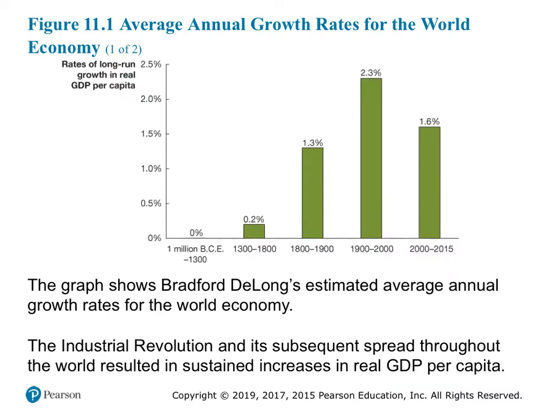Again, we look at 1 million BCE and 0% growth all the way to 1300 AD. This is just so dismal. Even from 1300 to 1800, again, pretty dismal growth. Between 1800 and 1900, we had a bit more growth as more technology and inventions came about. Then we see the Industrial Revolution, and from 1900 to 2000, our growth around the world was 2.3%, and then it slowed down a bit the last 15 years.